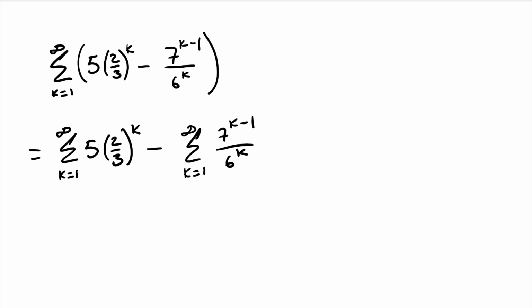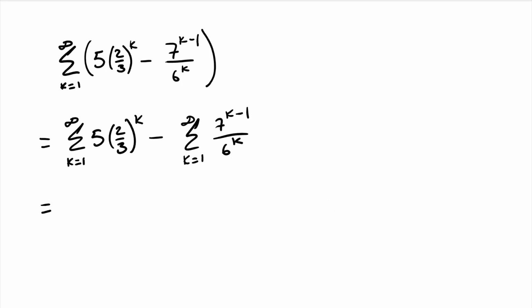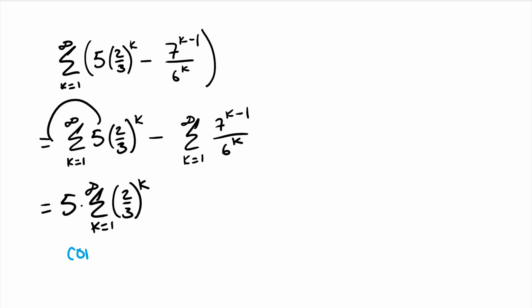Okay. Now, we look at this first one. We have 5 times. It's taking the constant out. The sum is k is equal to 1 up to infinity of 2 over 3 to the k. That will converge, right? That'll converge. We can deal with that later.